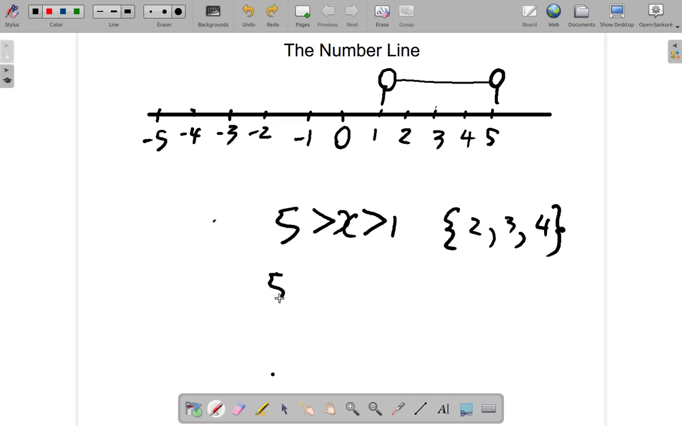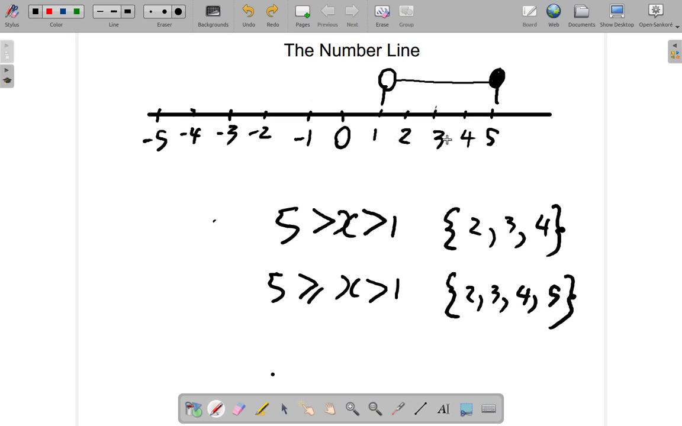Now, suppose I say x is less than or equal to 5 and greater than 1. This is also saying 5 is greater than or equal to x. 5 is included, so I shade the circle. So it is saying that the values included are 2, 3, 4, and 5.